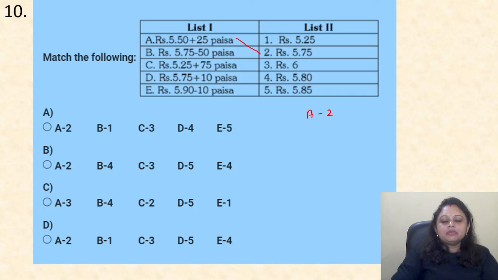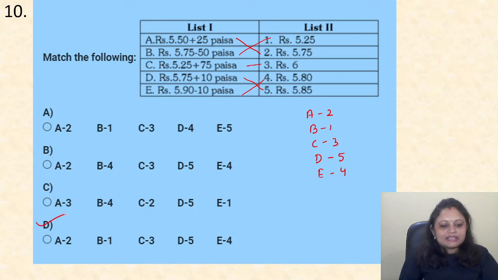In B, rupees 5 75 paisa minus 50 paisa, it is 5 rupees 25 paisa, so B is 1. Then for C, 5 rupees 25 paisa plus 75 paisa, it is 6, that is 3. Coming to D, 5 rupees 75 paisa plus 10 paisa, that is 5 rupees 85 paisa, that is 5. And E, 5 rupees 90 paisa minus 10 paisa, that is 5 rupees 80 paisa, that is 4. So A2, B1, C3, D5, E4. Where is it present? Can you find out? Okay, so it is present in option D.